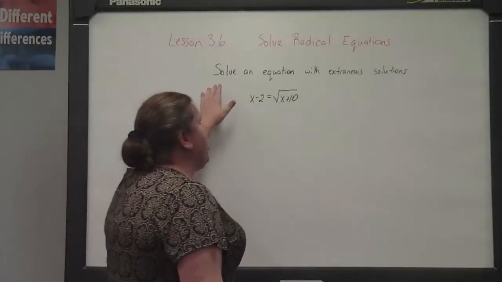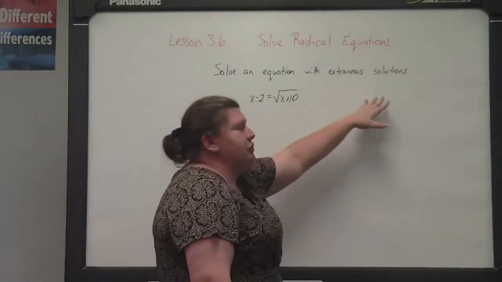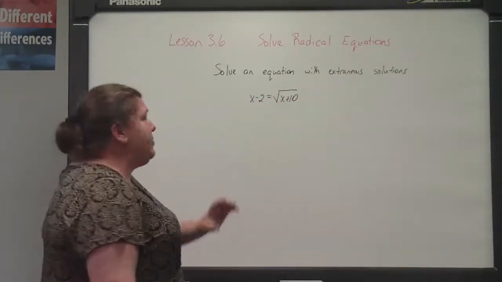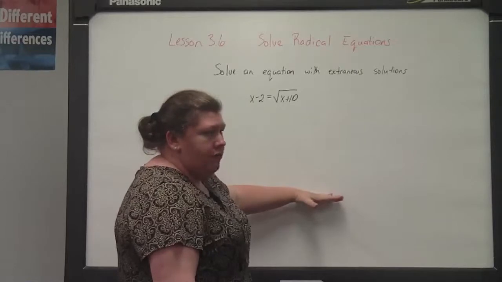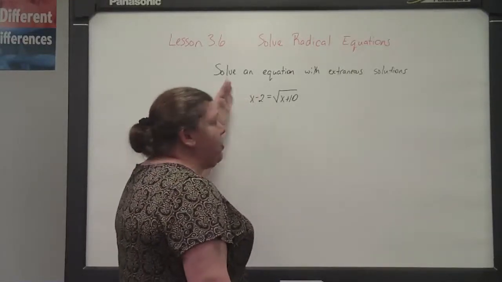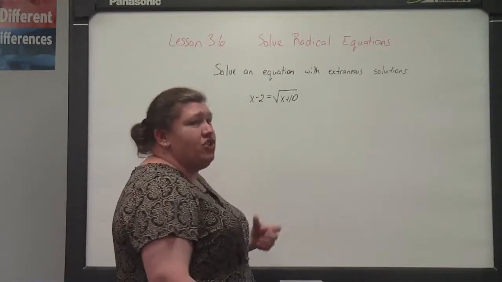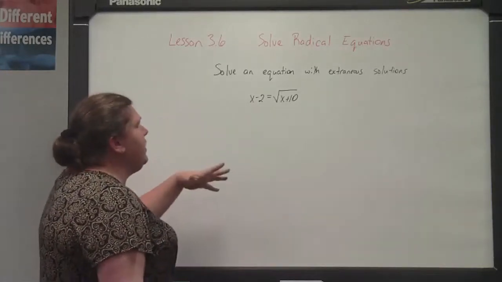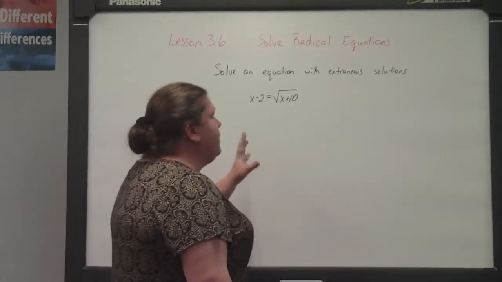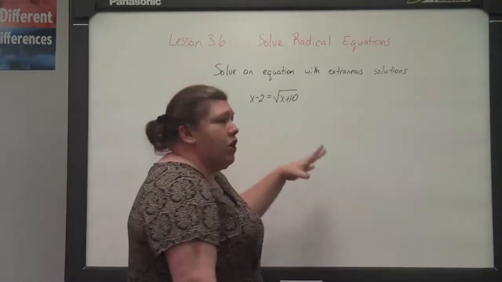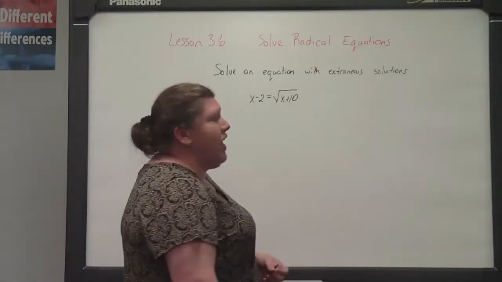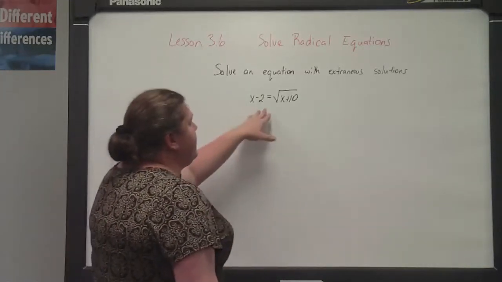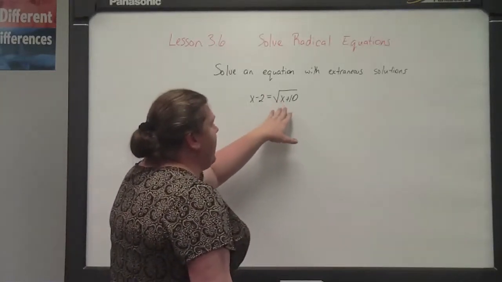Now we want to look at solving an equation with extraneous solutions. An extraneous solution is an answer that we come up with when we solve, but when we put it back into the equation, it does not make the equation true. And so that is why it's important when you're working with radical equations to check your work, because there will be times that you have extraneous solutions. So we're looking at x minus 2 equals the square root of x plus 10.